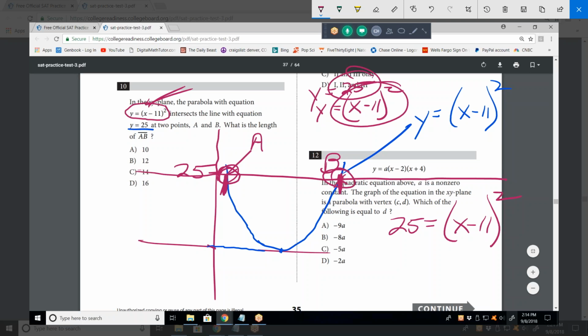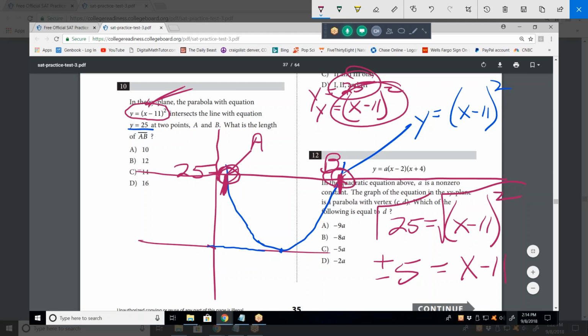Square root. Are you dividing by 1/2? Square root both sides. Oh, right. In other words, if I take the square root of that and the square root of that, the left is plus or minus 5, not just 5, plus or minus 5. The right is x minus 11, because the square root of something squared is just whatever that something was. And now I can figure out what these 2 points are.